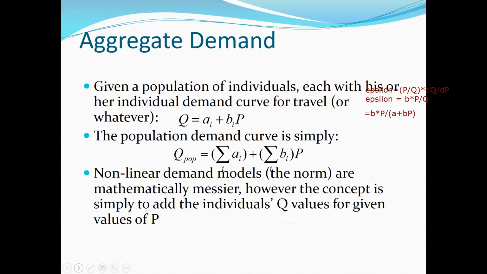You can aggregate the demand, because obviously demand decisions, quantity demanded and price, are made by individuals in the population. So you can add up individuals' travel preferences or demand preferences to get what we call a population demand curve by adding up the individual demand curves.